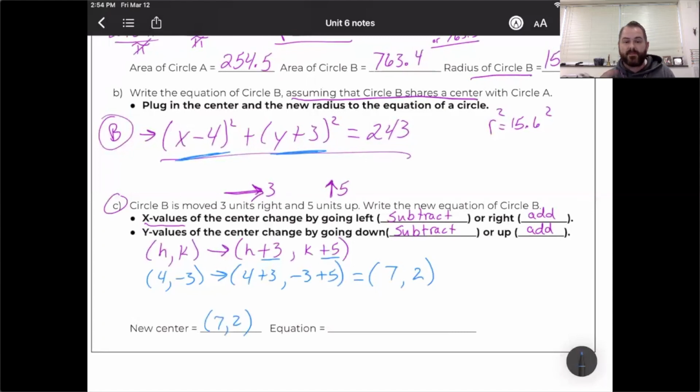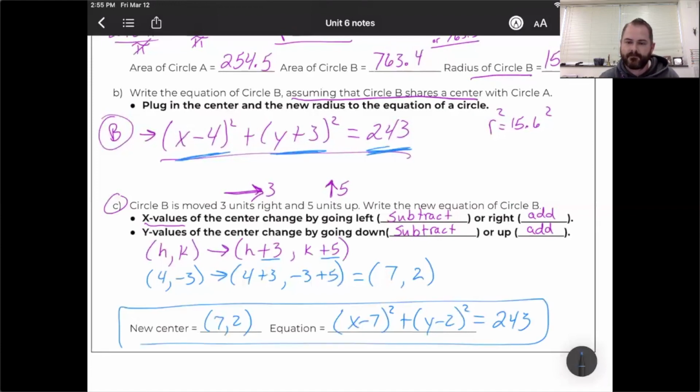Then I just take them and plug back into my circle equation. So instead of x minus 4, it's x minus 7 squared. And instead of y plus 3, now it's y minus 2 squared. This is still equal to 243. From going from part B to part C, I didn't change the radius this time. I left it the same radius, I just moved the center. So r squared is still 243.